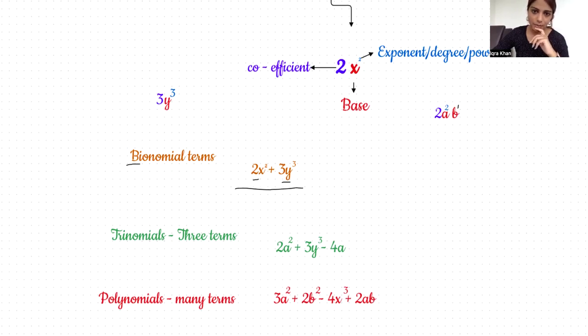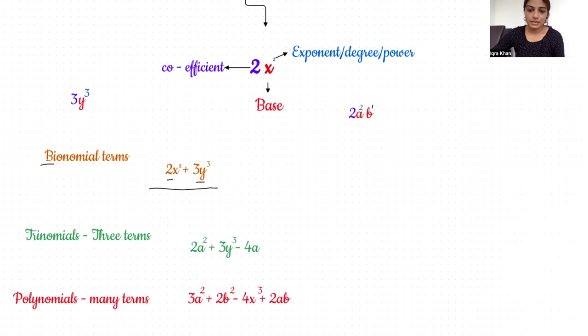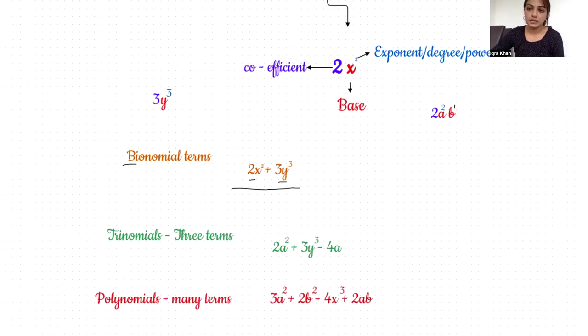Okay, so let's quickly recap what we just learned before about composition, what terms are composed of. So here, what will your coefficient be? Here, your coefficient is going to be 2. Your base is going to be x, and it's raised to the power or degree of 2. Okay? Right, quickly moving on to trinomials. Those are 3 terms. Remember, tri means 3. You have 2a squared plus 3y cubed minus 4a. Remember, a is raised to the exponent of 1. You don't need to write it down, but it's better for you to do that so you understand that it's also being raised to an exponent of 1, okay?